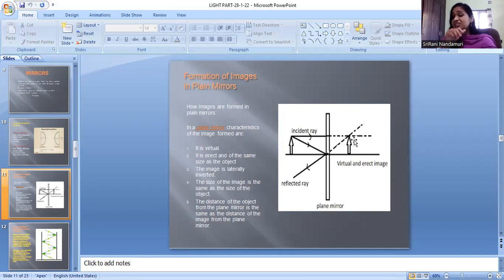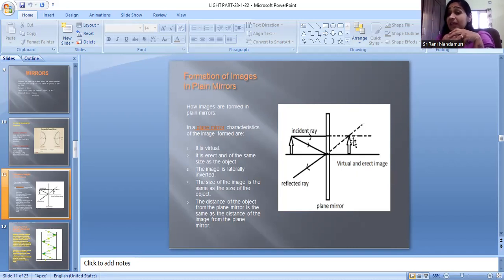How do these images appear in plane mirrors and the spherical mirrors? You have to find out that. Okay, images are formed, we know. By now, you know where the rays meet at one point, the images are formed. How do these images appear in a plane mirror and how do these images appear in spherical mirrors?